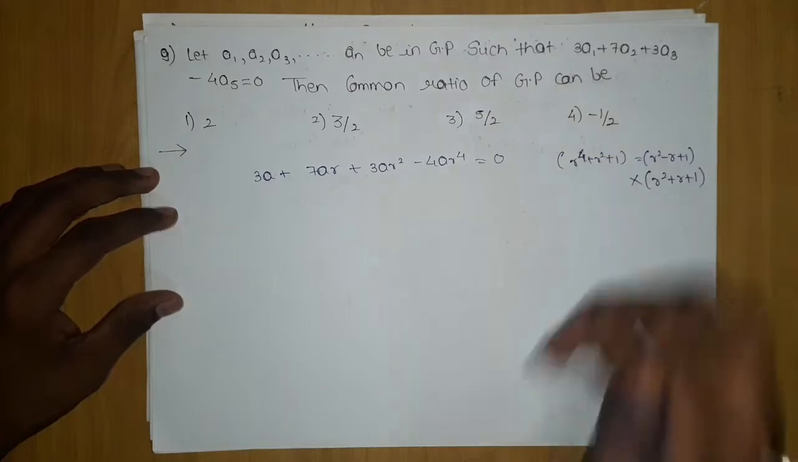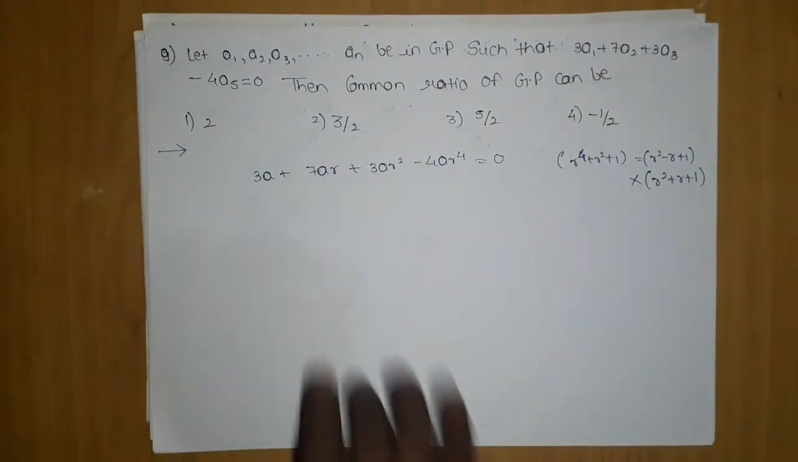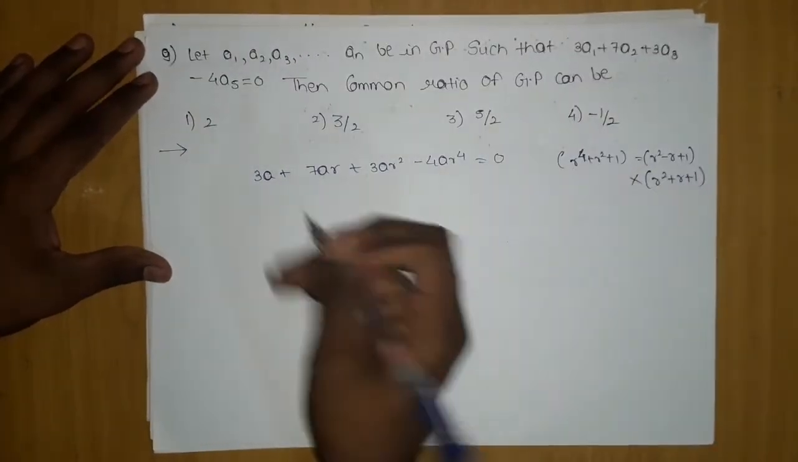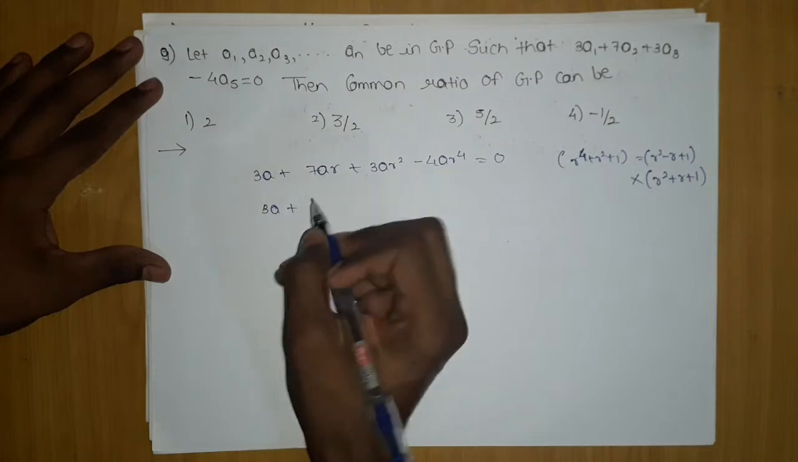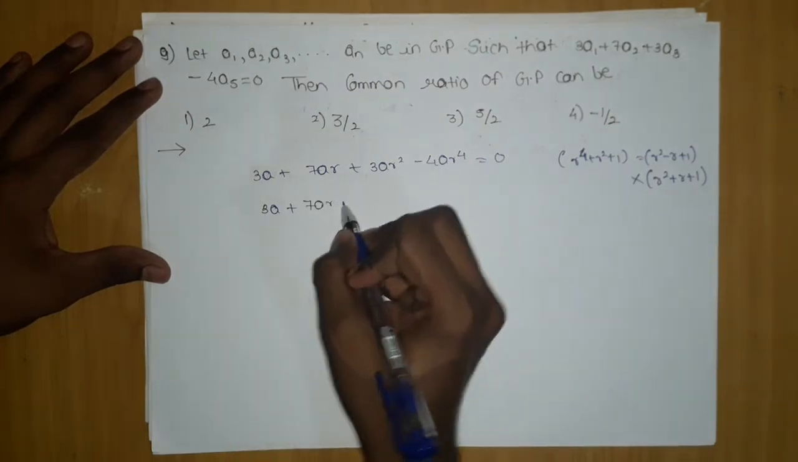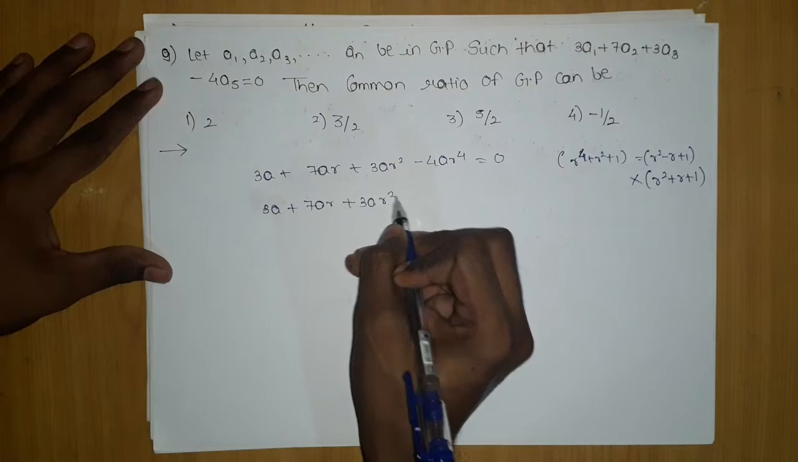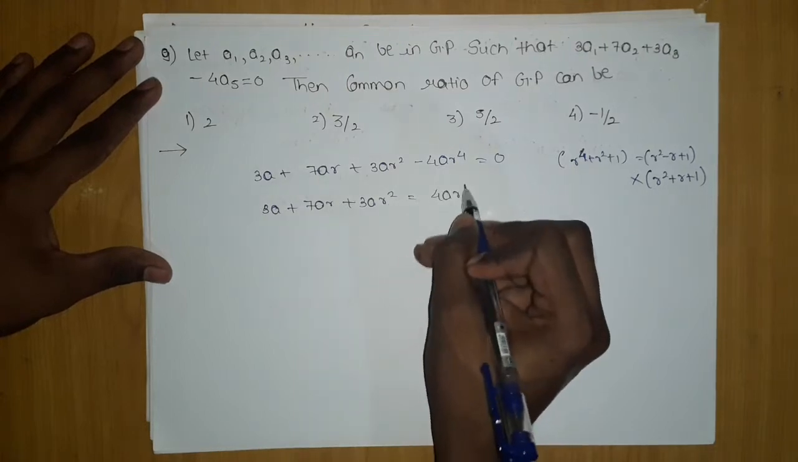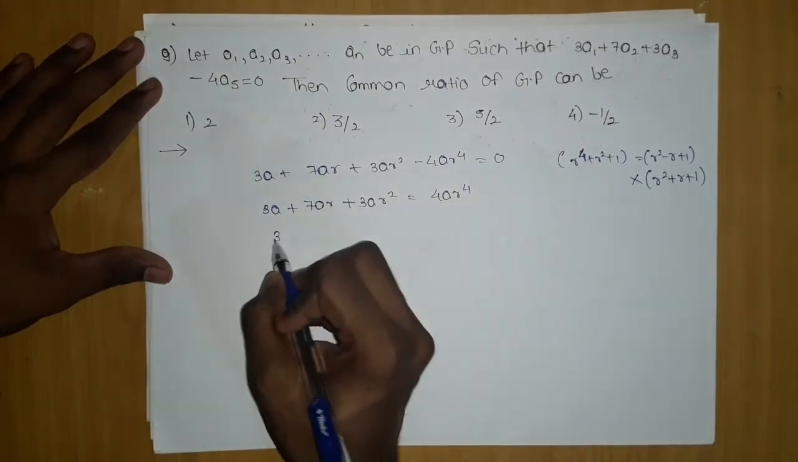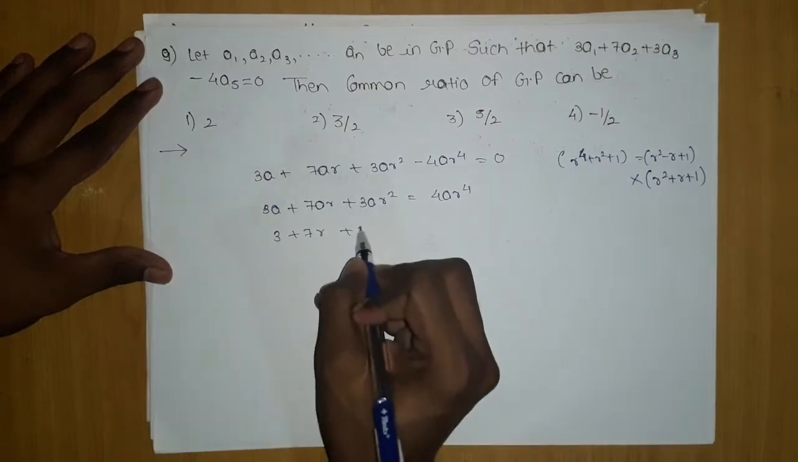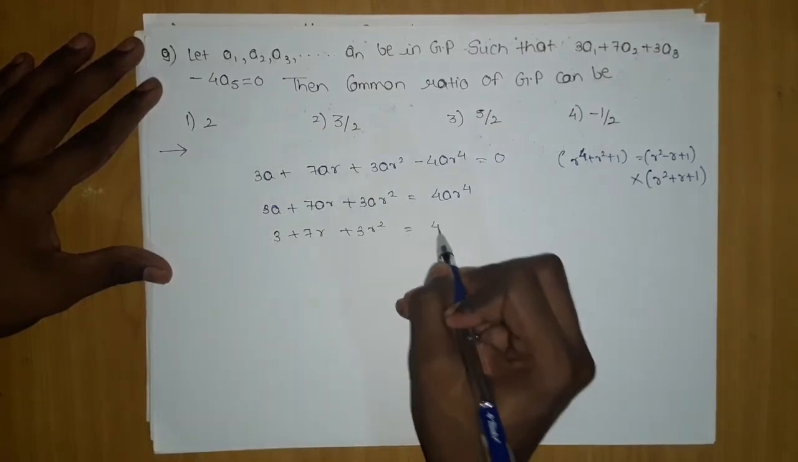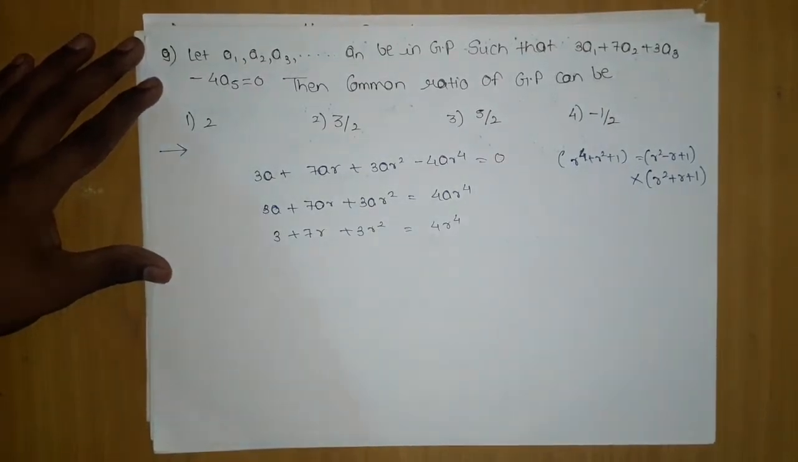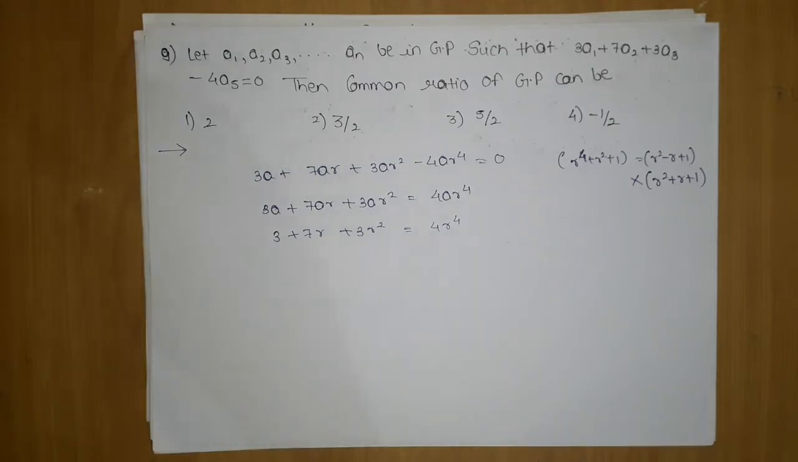How this comes is based on your observation. When they give you a term like this, try to use this. How I will use it is also a good thing. Just observe, r square is 4a r raised to 4. Now I will remove a. That is very simple, anyone can think that 3r square should be equal to 4r raised to 4.